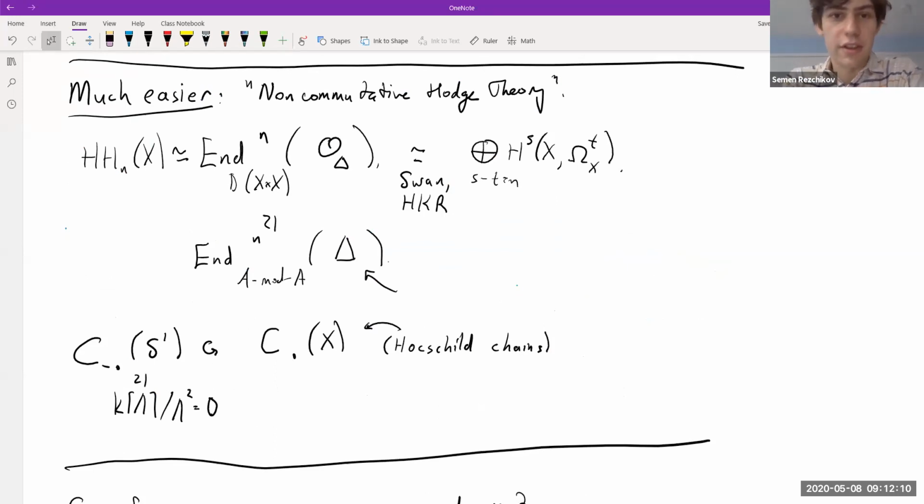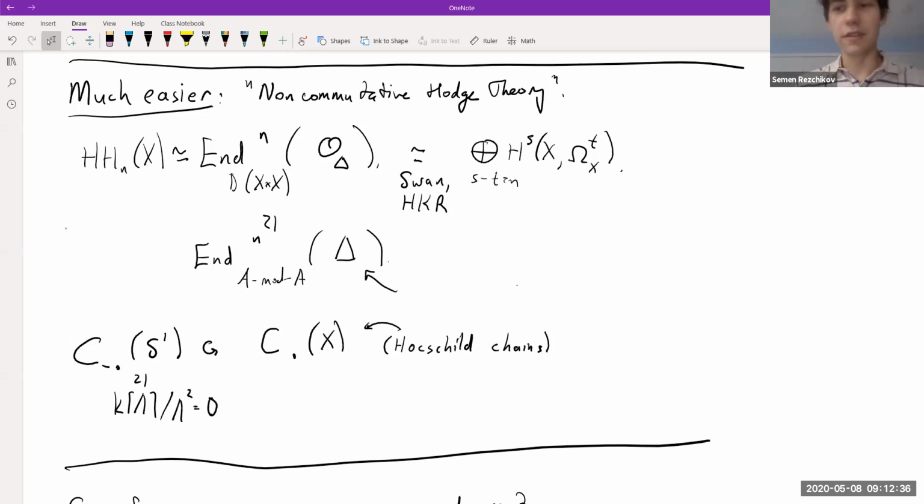And so, if the variety is smooth and proper, or even if it's smooth, there's some kind of resolution of the diagonal that you can write down. And it's a theorem of Swan, which builds on work of Hochschild, Kostant, and Rosenberg. Often every result of this kind is called the Hochschild-Kostant-Rosenberg theorem, although of course many people proved parts of it.